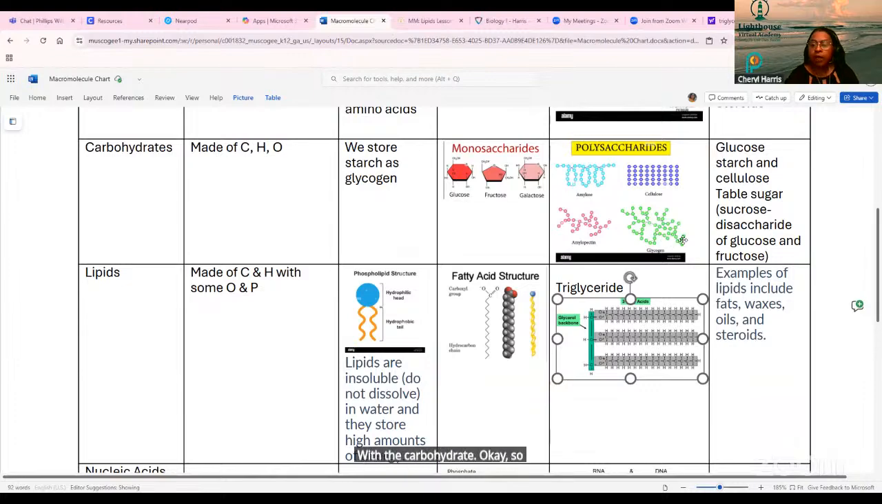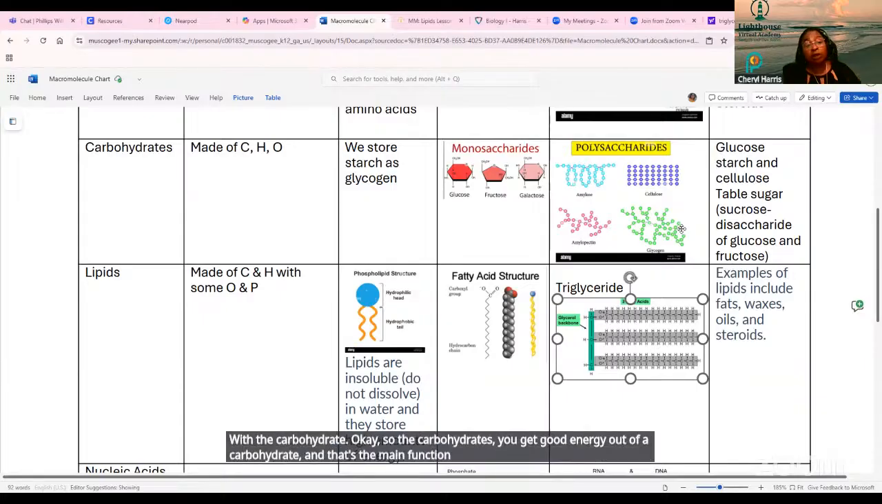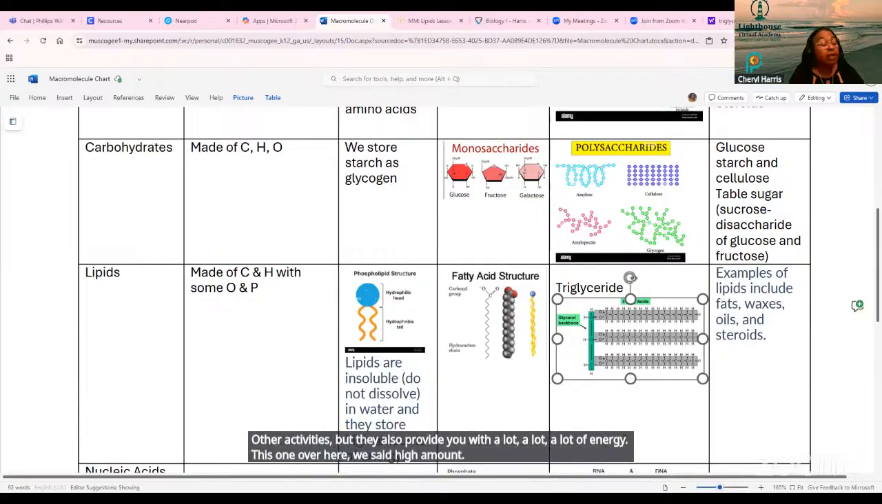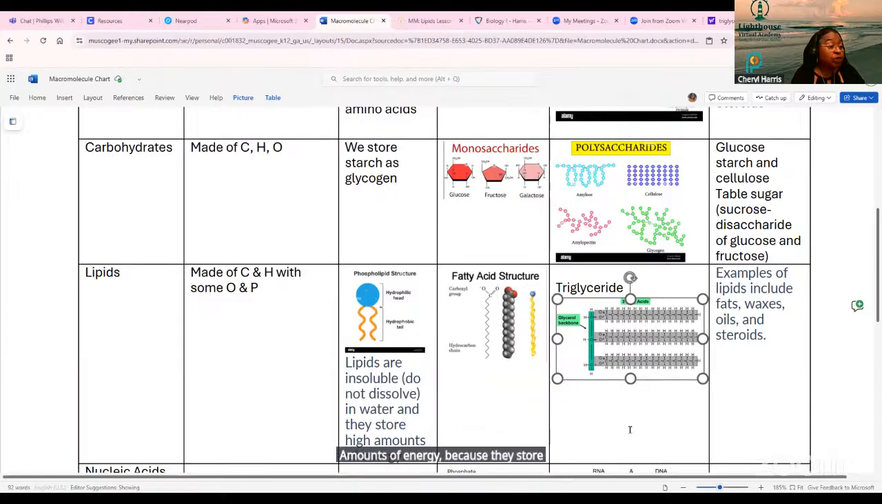So the carbohydrates, you get good energy out of a carbohydrate, and that's the main function. That's all carbohydrates really are functional for, is to give you some energy. Lipids have other activities, but they also provide you with a lot of energy. So this one over here, we said high amounts of energy because they store a lot of energy. When you digest them, they give you a lot of energy. Now, again, they are there to insulate your body and give you warmth.